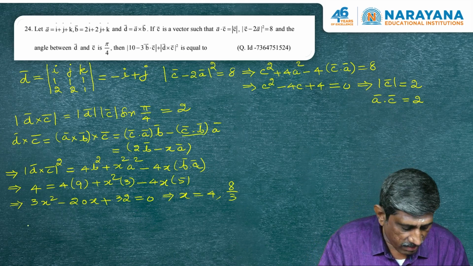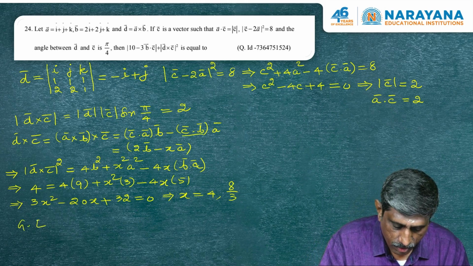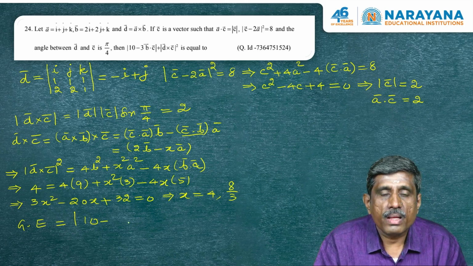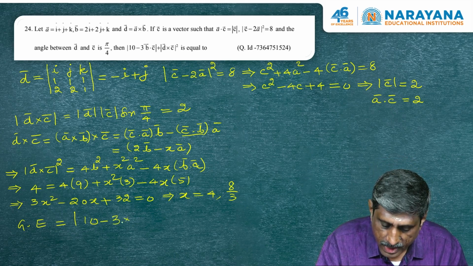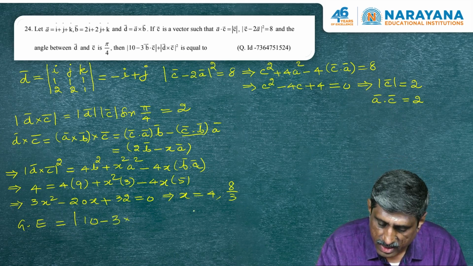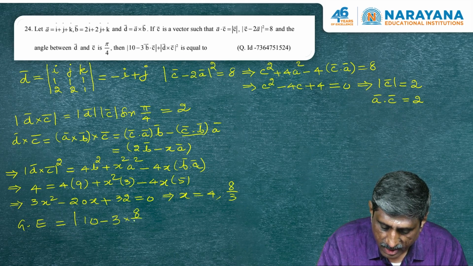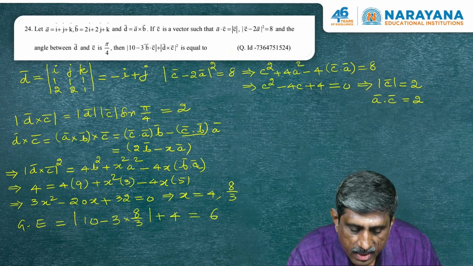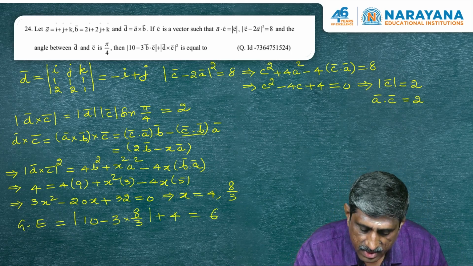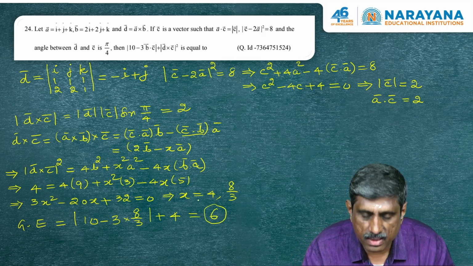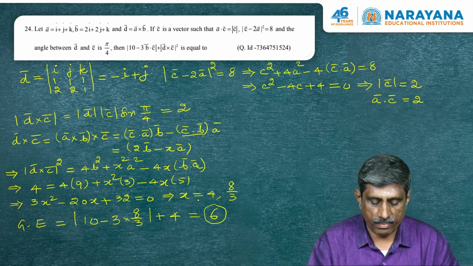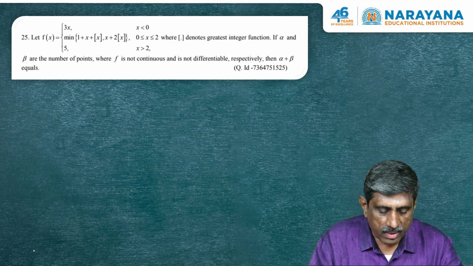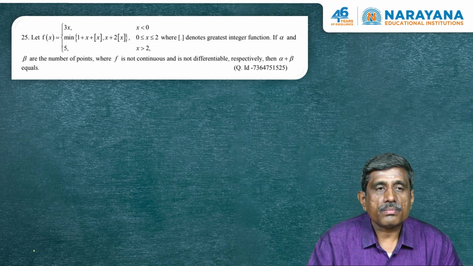Therefore, the value of the given expression is equal to modulus of 10 minus 3 times B dot C, which you can take as 8 by 3. You can take either one, both the values are the same, plus 4, which is equal to 6. So the required expression value is 6, which is the integer answer directly. That was question number 24. Let us move on to the last question, number 25.